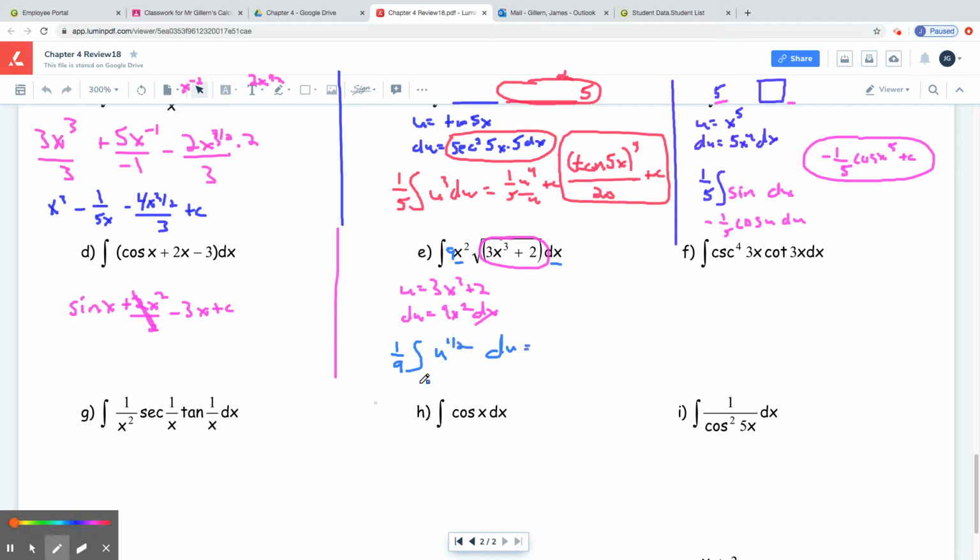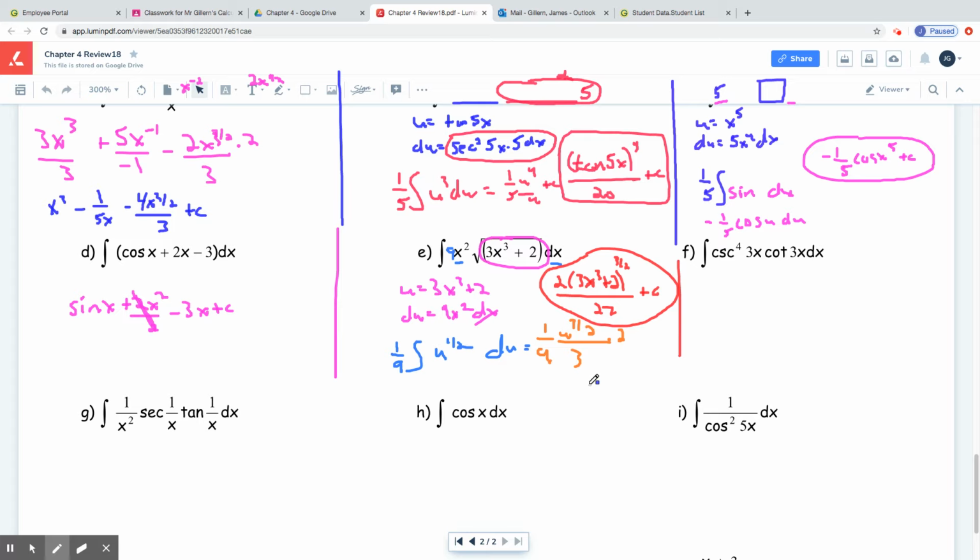So when I integrate, you get 1/9 u to the 3/2 because I'm adding 1 to the exponent, and then doing the reciprocal. So the 3 goes on the bottom, the 2 stays on top. So a final answer of 2 times (3x cubed plus 2) to the 3 halves power over 27 plus c. This is your answer.